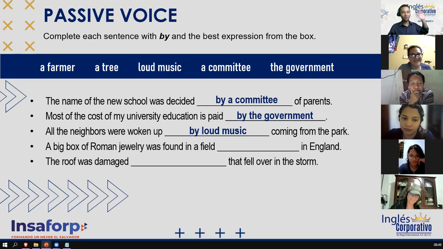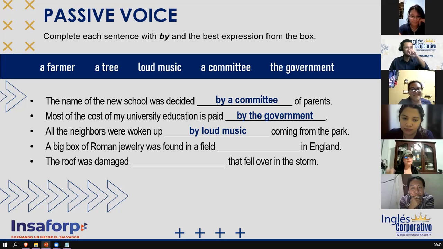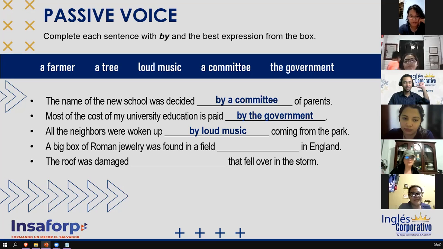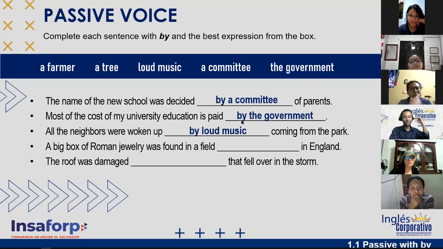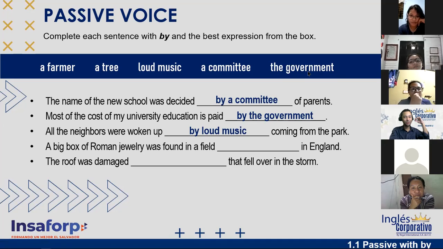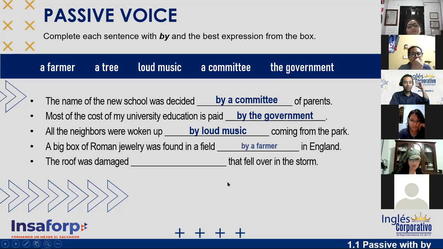Okay, so the next one. Who wants to try? Estela wants to try. Okay, let's do it. Roman jewelry was found in a field by the government. But we use the government, so we can't use it. A farmer. Manuel says by a farmer. Okay, that is the correct answer. Thank you, Manuel.